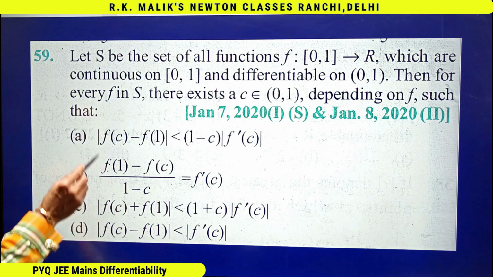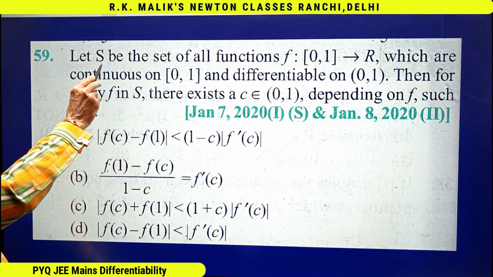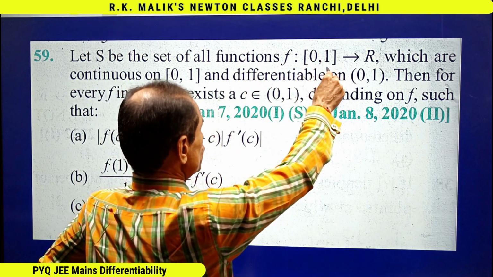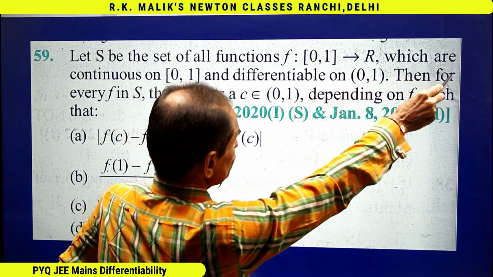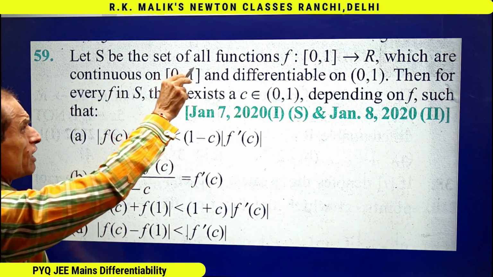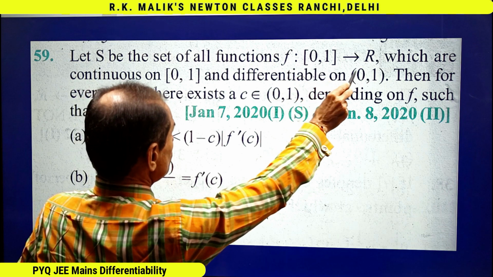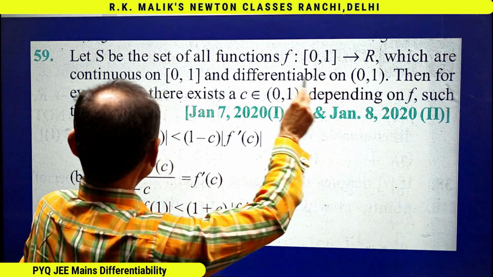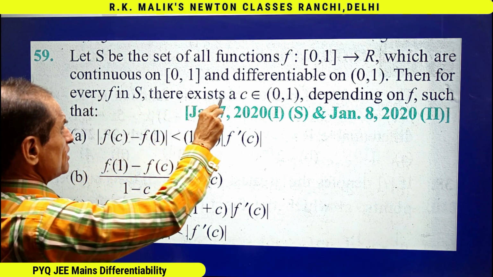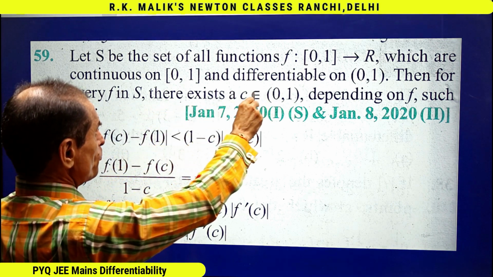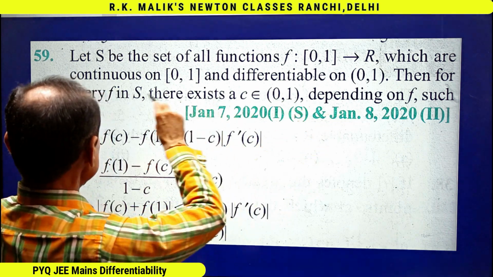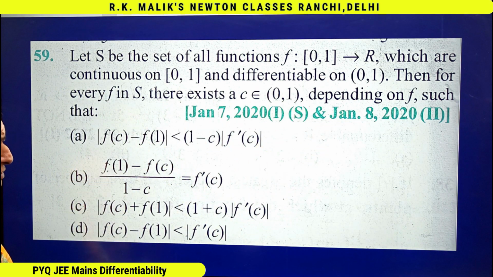In this question, it is given that let S be the set of all functions f from the interval 0 to 1 to R which are continuous on the closed interval 0 to 1 and differentiable on the open interval 0 to 1. Then for every f in S, there exists a C belonging to the open interval 0 to 1 depending upon f such that you have to find the correct choice.